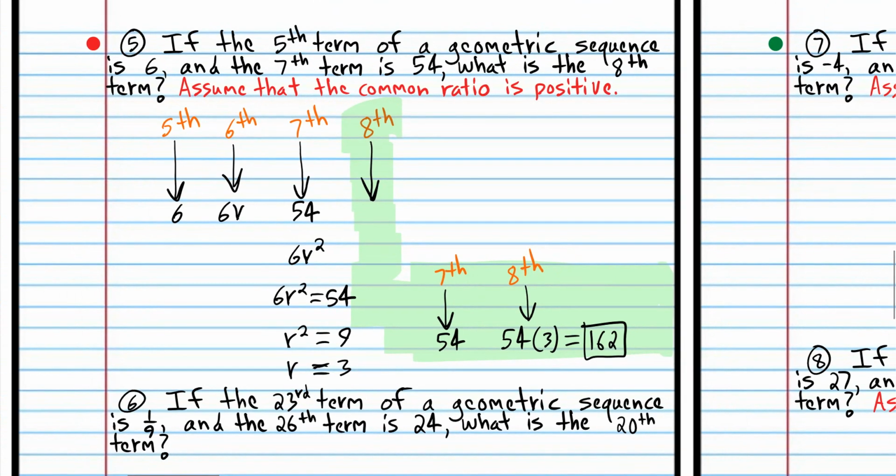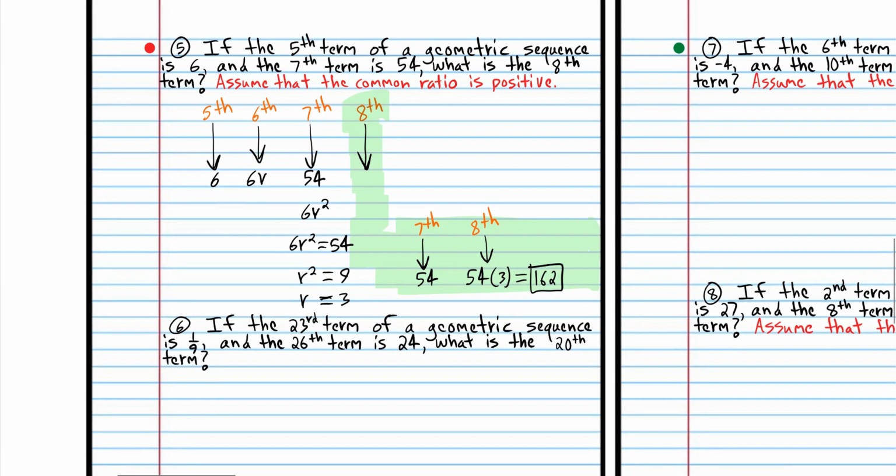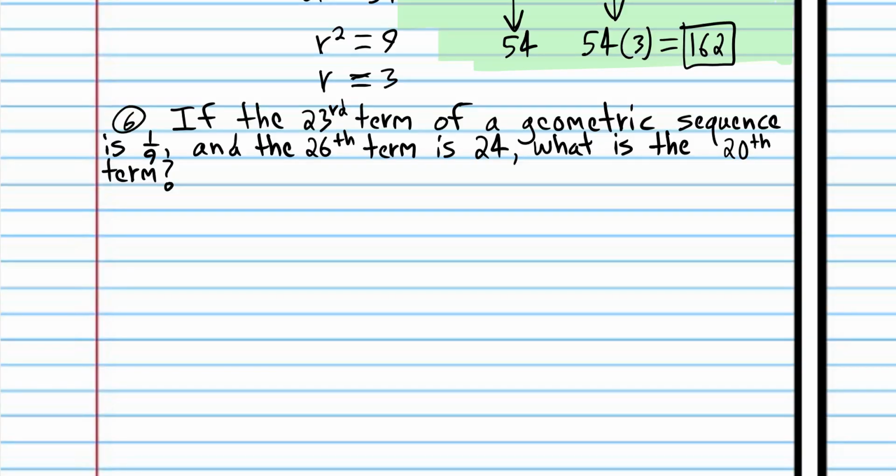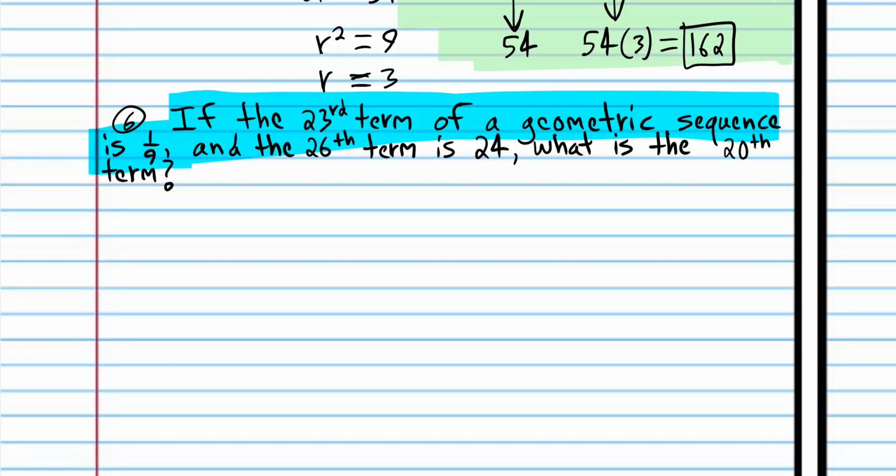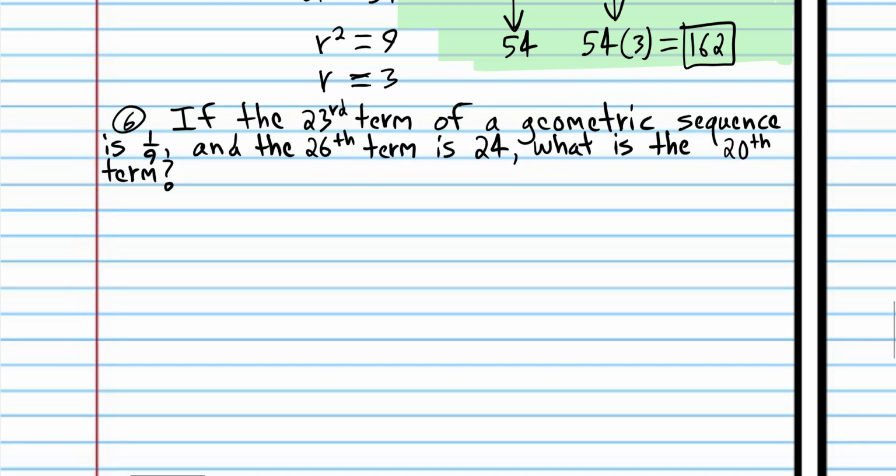So as you can see, this is very similar to what we did in the previous problems. The only difference is we're using geometric sequences in these types of problems. So let's try another one of these. If the 23rd term of a geometric sequence is 1/9 and the 26th term is 24, what is the 20th term?